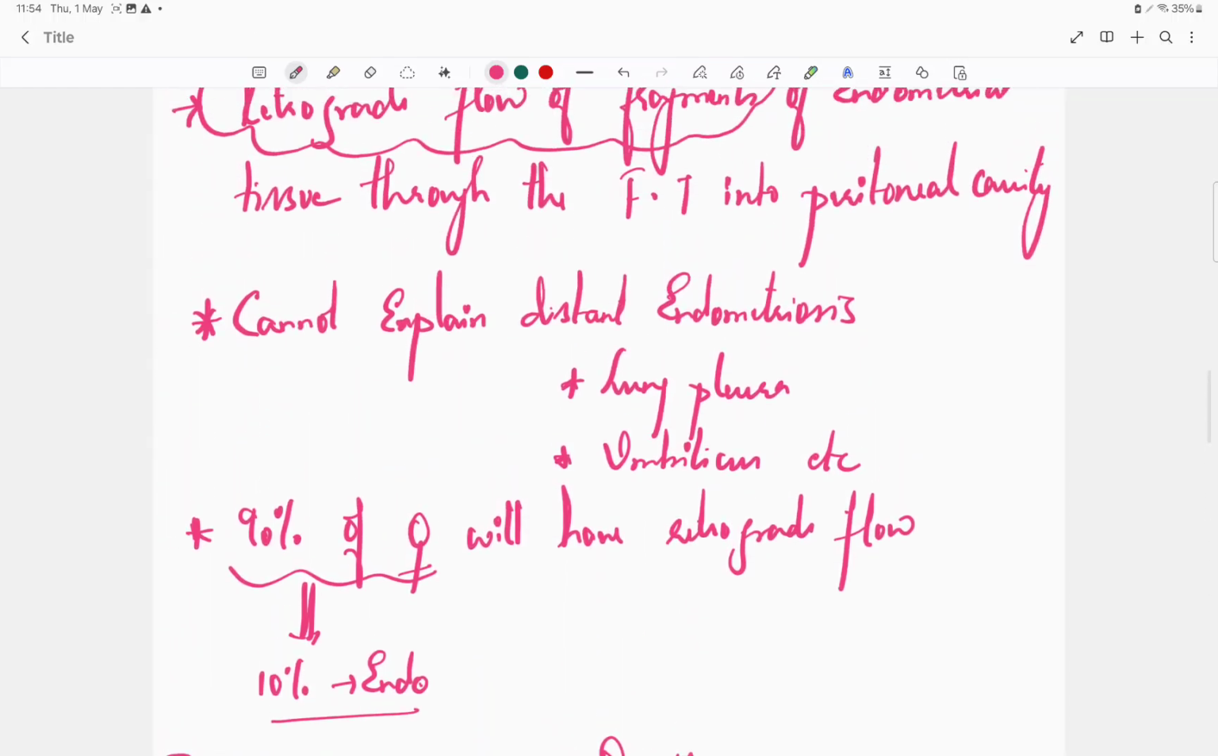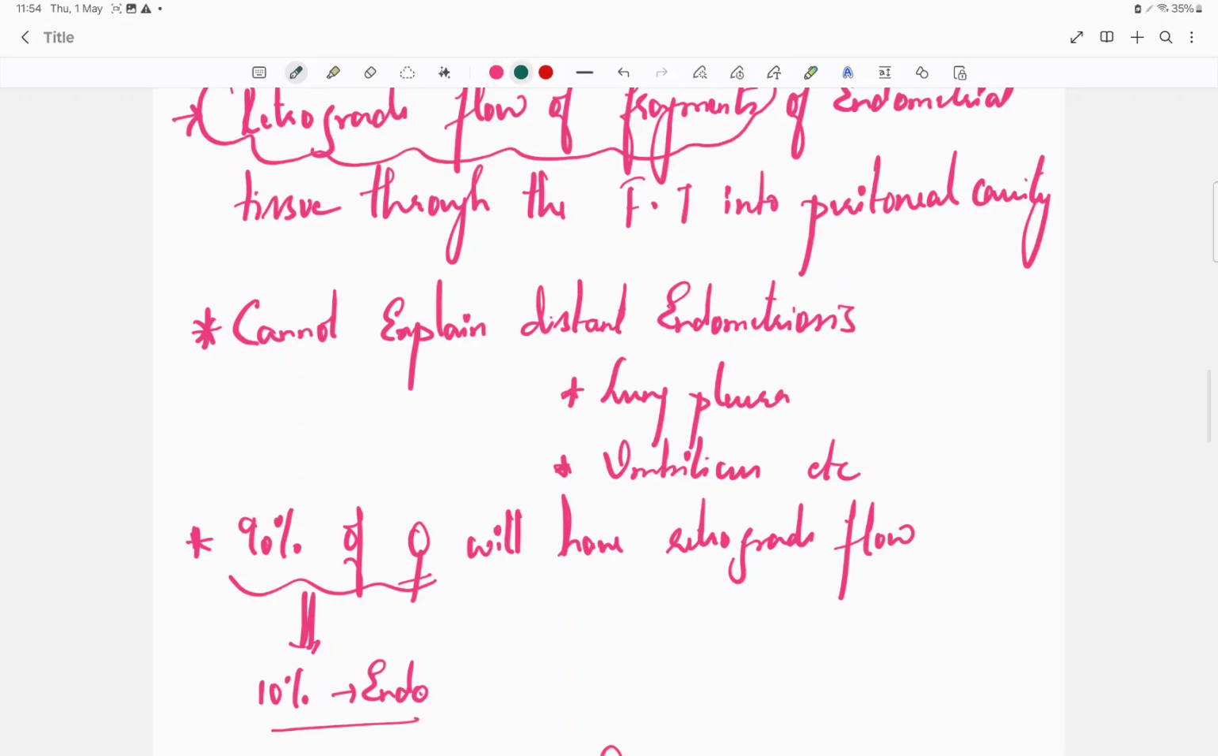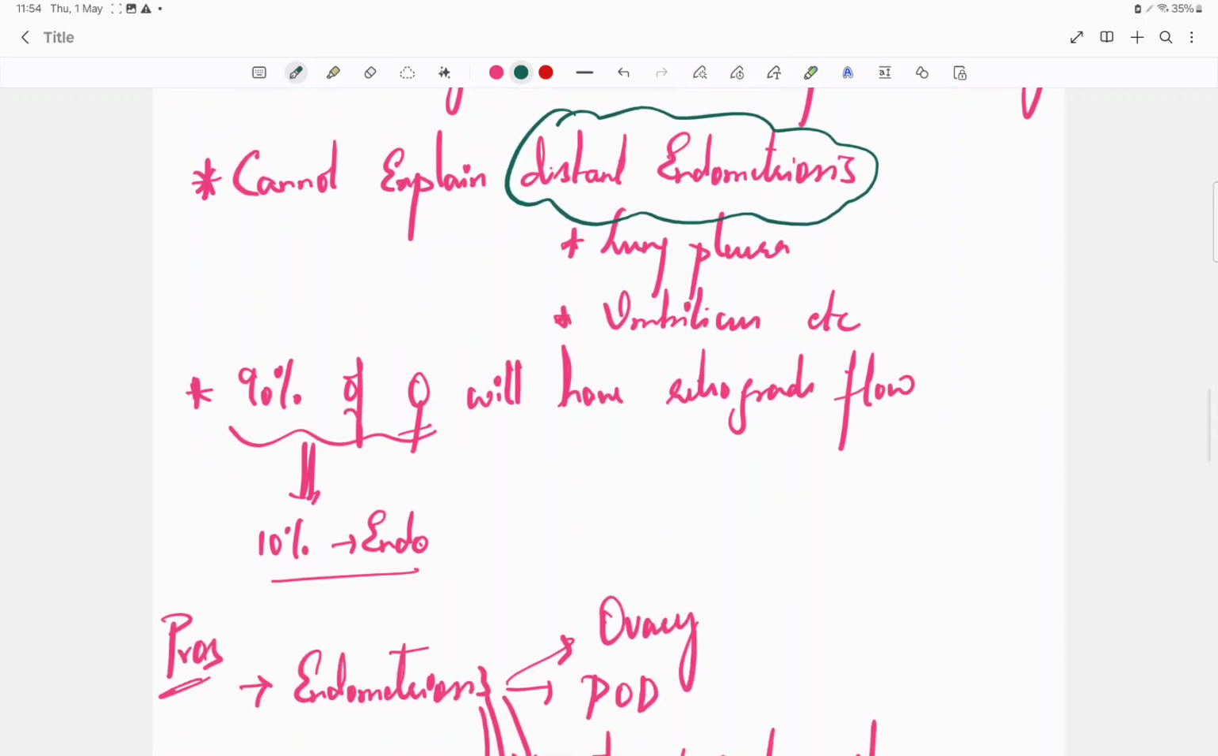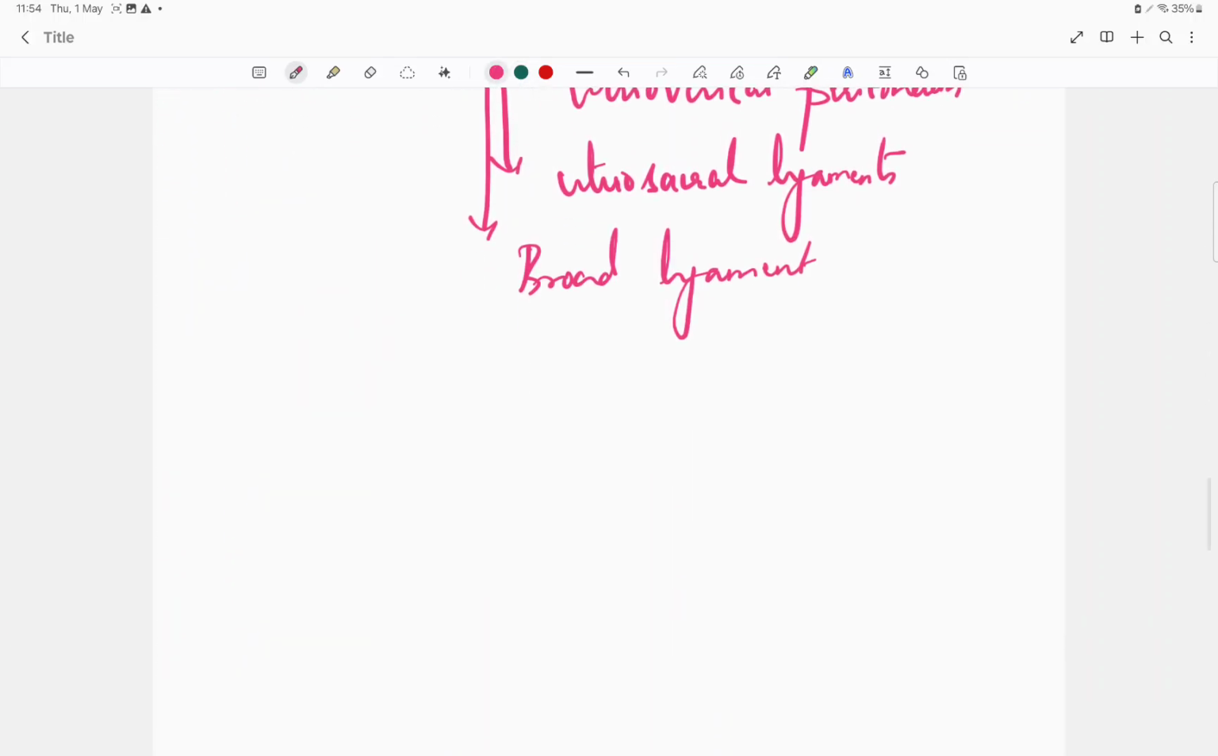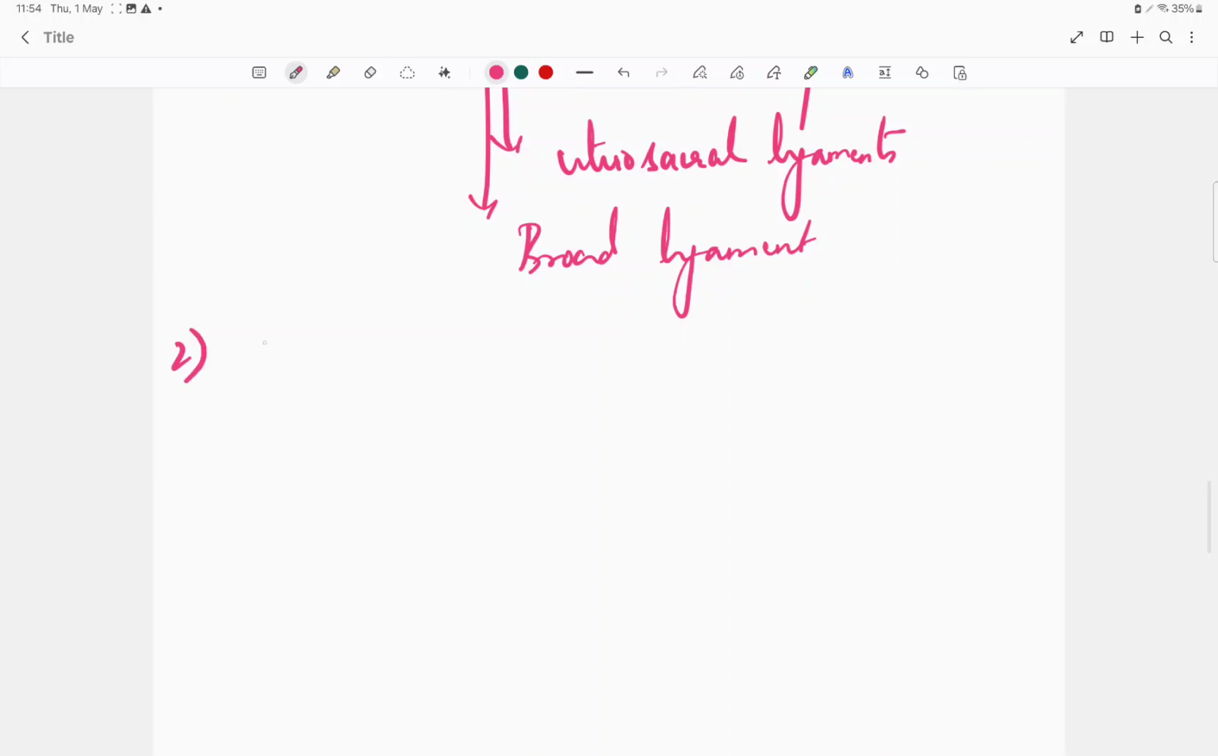And here, the questions they have asked in NEET PG are, first, what can it not explain? It cannot explain distant endometriosis, and it cannot explain why only 10% of the females who have this retrograde flow will have these symptoms. So these are the two MCQs they have asked in your NEET PG. Okay, and next, what is the next theory we have? Next is the coelomic metaplasia theory. Okay, what is the coelomic metaplasia theory?